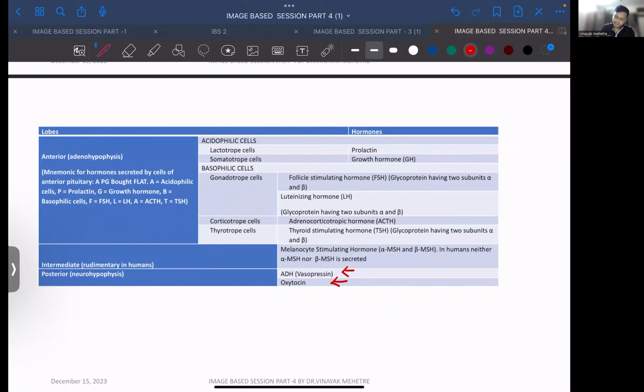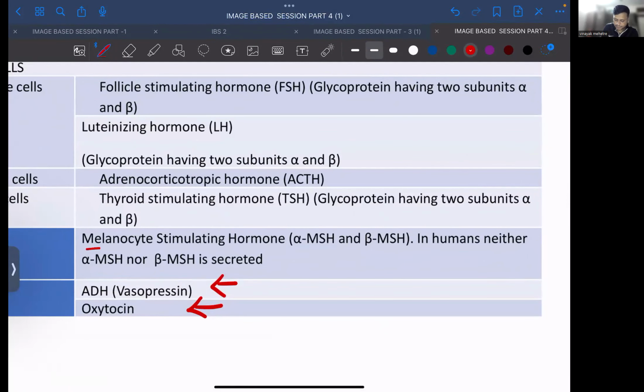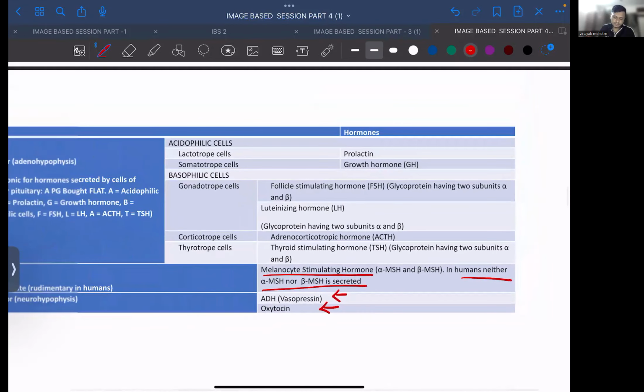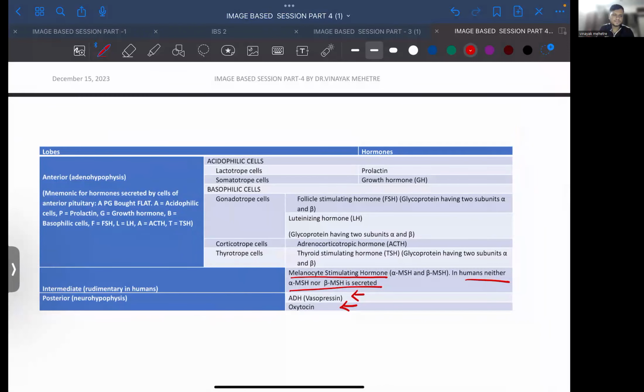Okay, and there is one hormone named melanocyte stimulating hormone. In humans, neither is it produced nor secreted. MSH नहीं होता है. Rest all the hormones are a part of anterior pituitary, adenohypophysis. Okay, adenohypophysis. Mnemonic is there. If you want to use, you can use it. This is from the physiology book which I have edited, so you can use it.